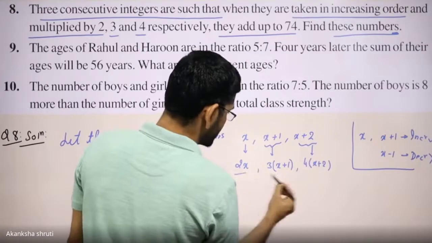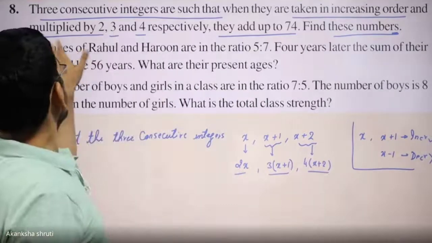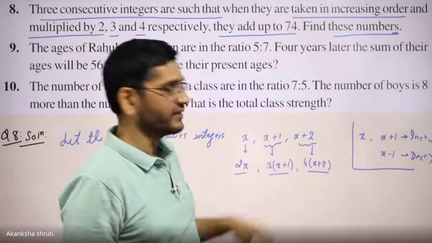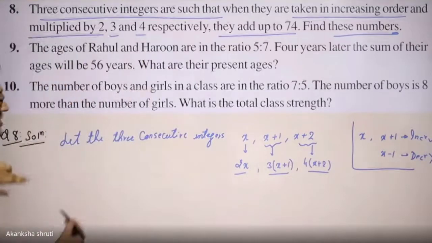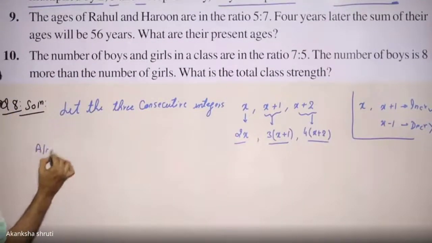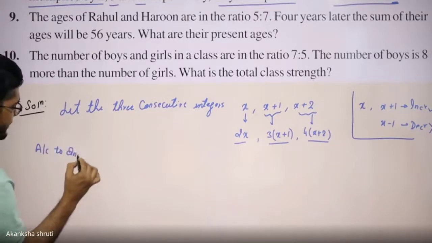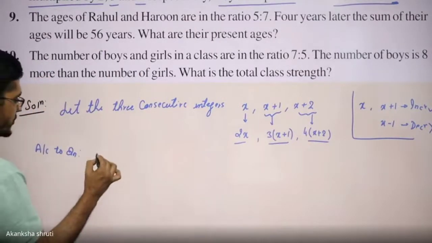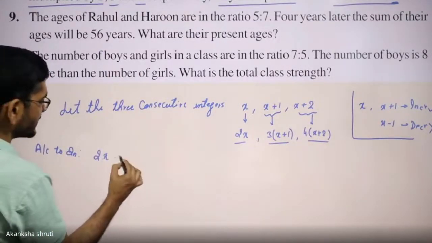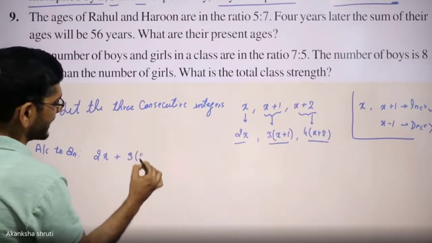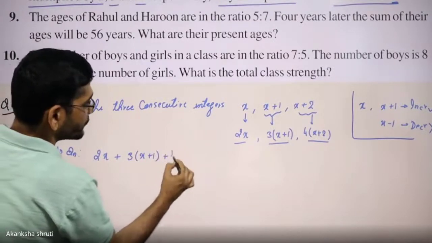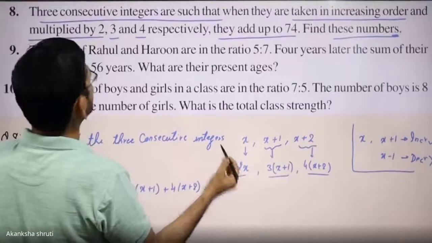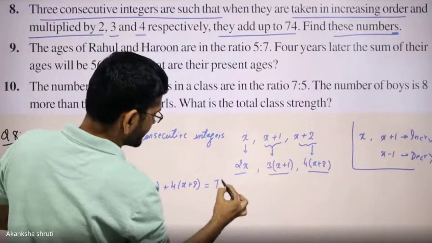So these are the new numbers. After multiplication, they add up to 74, meaning adding these 3 numbers will give us 74. So write according to the question. You also have to write exactly the same way I am writing. Then according to the question, twice of x plus thrice of (x plus 1) plus 4 times of (x plus 2) is going to give us 74. It simply means this.